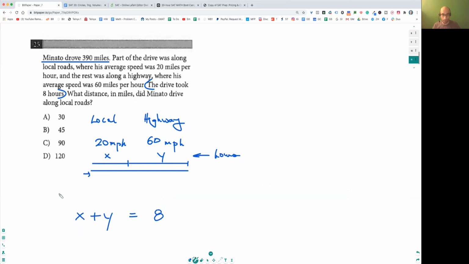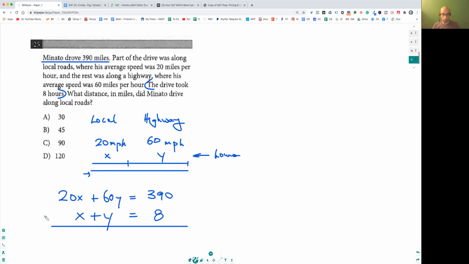Again, this is a harder problem. So 20x plus 60 miles per hour times y, so 60y, is equal to 390. Guys, this is the distance formula and this is your hours. Now at least try to solve this one. Remember, they're asking what the distance is, so first find the hours, then you can find the distance. How would you solve the simultaneous equations here?